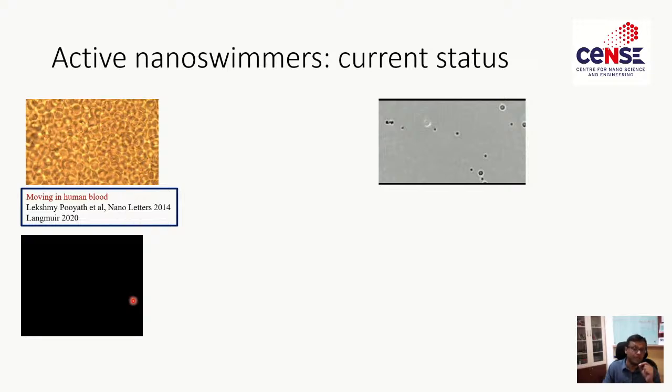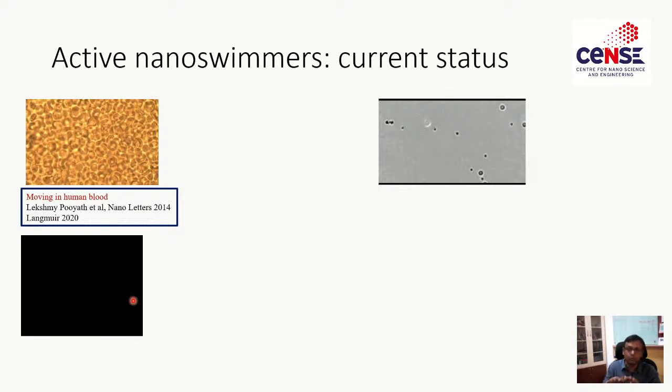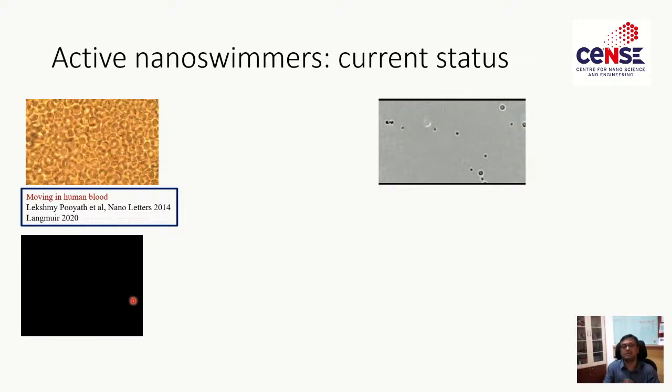inside human blood. So the movie that you are seeing here, those objects are actually red and white blood cells. And if you see very carefully, there is something that's moving. That's actually a nanoswimmer moving through stagnant human blood. This is still an in vitro experiment. It is not inside the animal, but this was the first demonstration in which we found out the challenges that you need to solve to be able to move in biological medium.